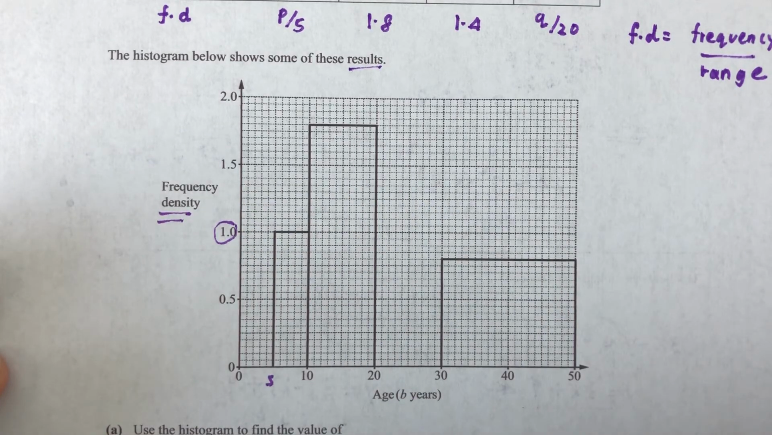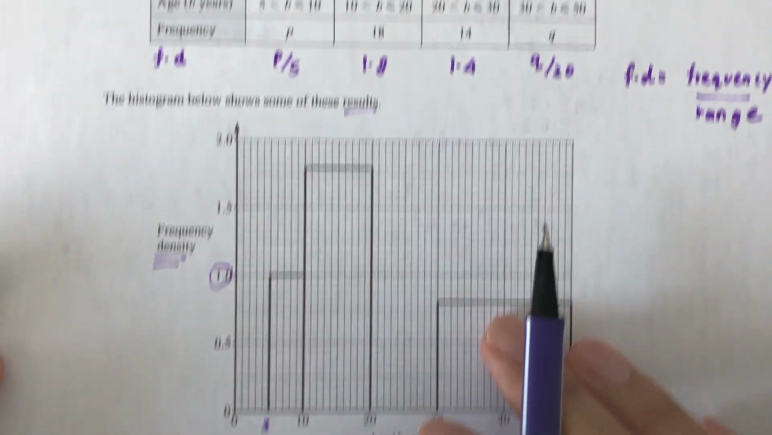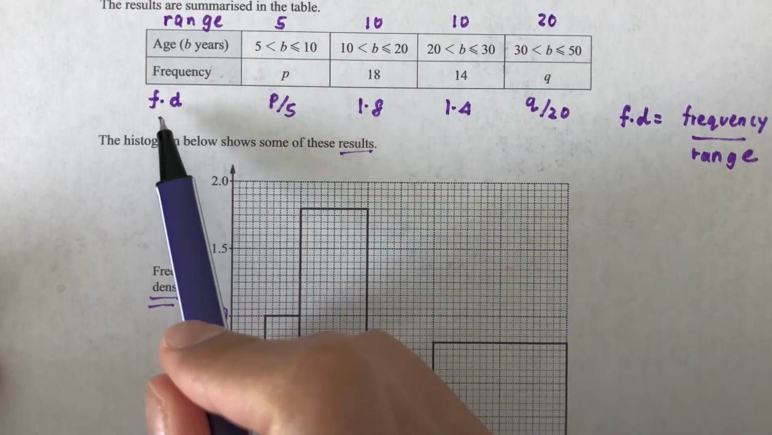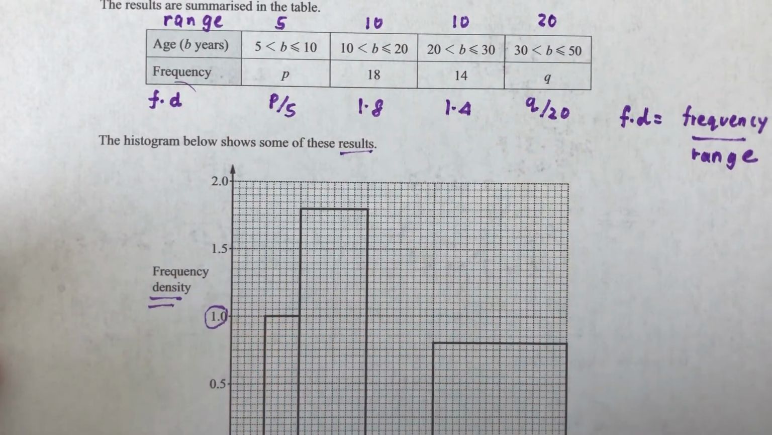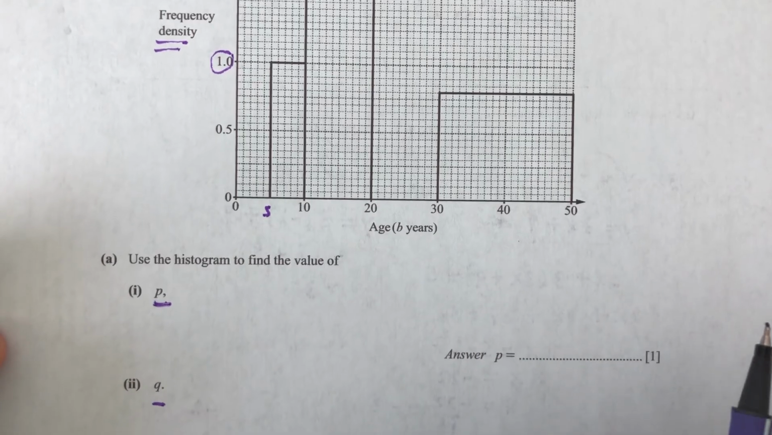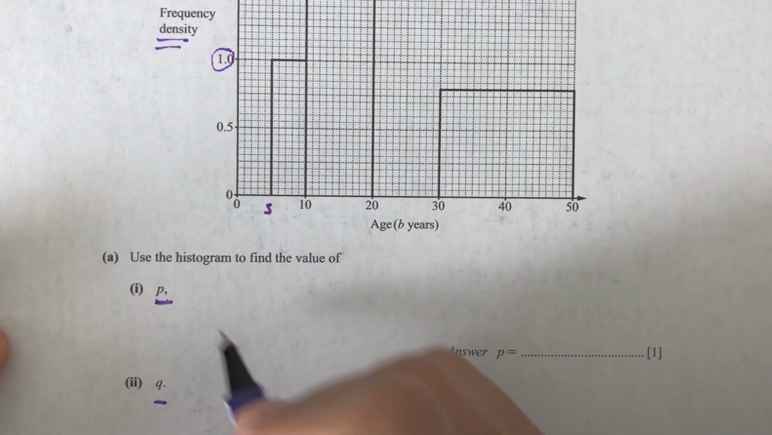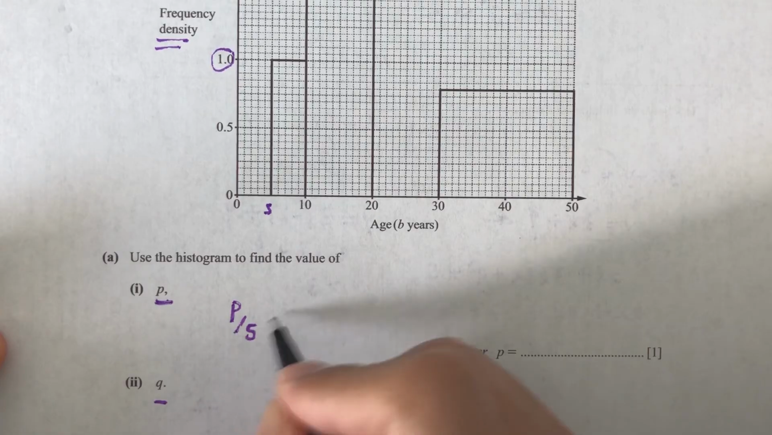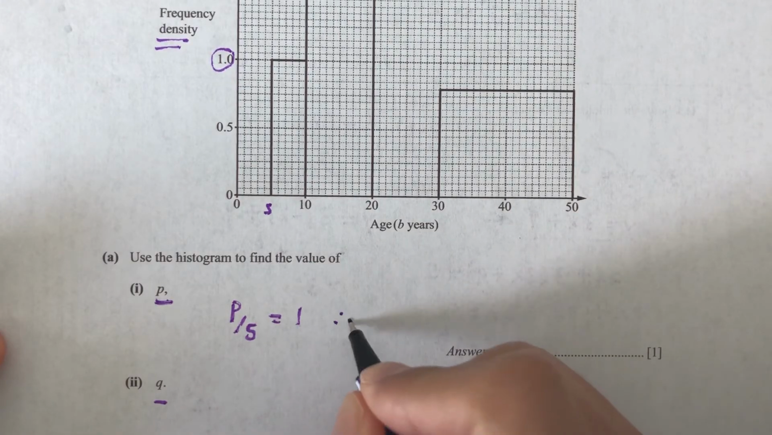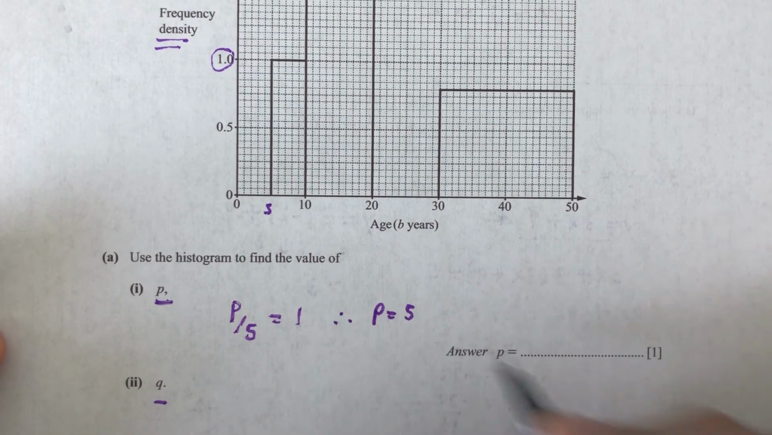Okay, so we see that from this calculation, the frequency density is P over 5. So we just have to solve the equation. So P over 5 equal to 1, thus P equal to 5. So that's the first answer.